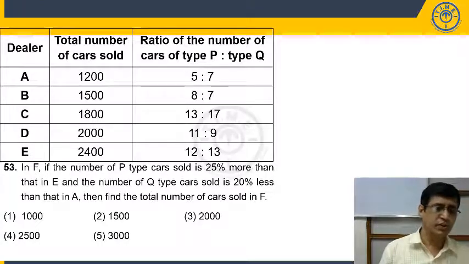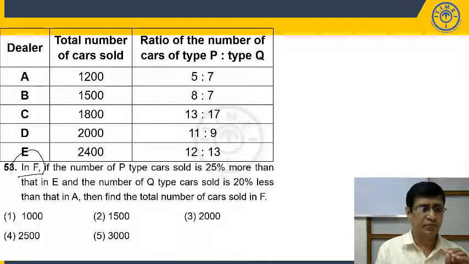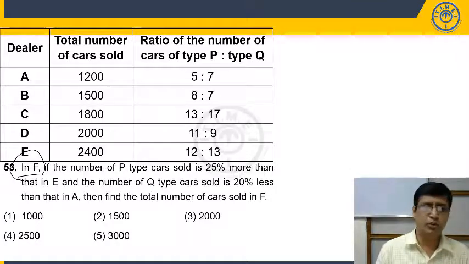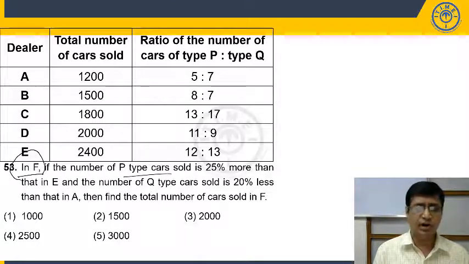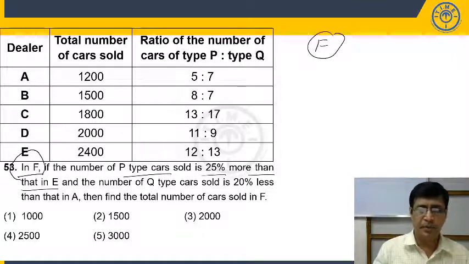What is the question given here? Whereas we have only a total of 5 dealers, he is talking about F. F means the new dealer. Now, who is the new dealer? F is the new dealer. If the number of P-type cards sold is 25% more than that of E, so he is giving information about E and F. What is F? 25% more than that of E.